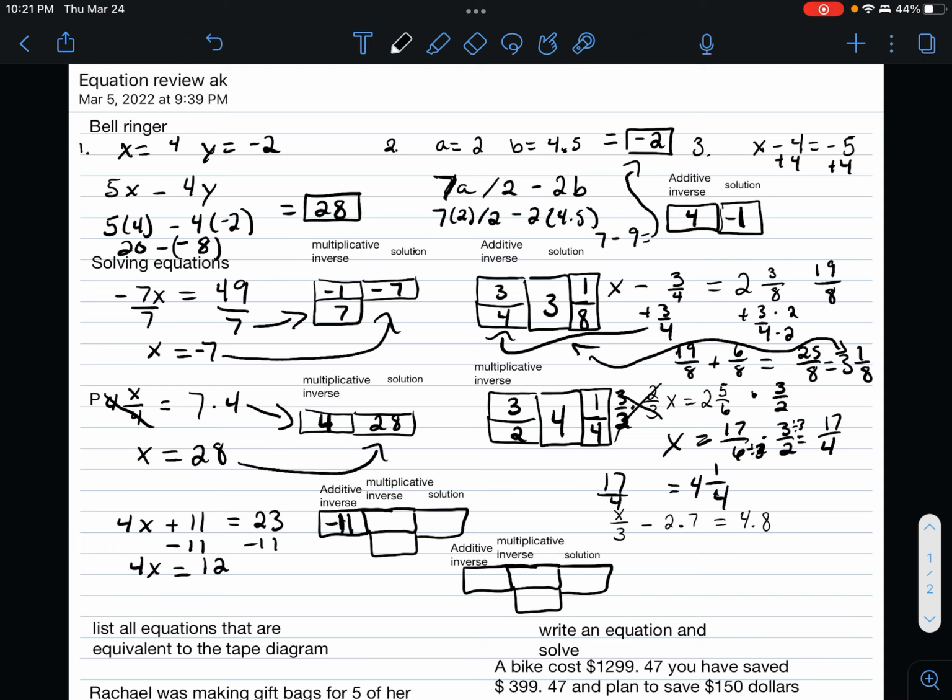Okay, now our multiplicative inverse of 4, so to get rid of a multiplication of 4, you divide by 4 or you multiply by 1/4. So the multiplicative inverse would be 1/4. That's going to leave us with x is equal to 3. And that 3 is our solution. So that 3 goes in the solution spot.